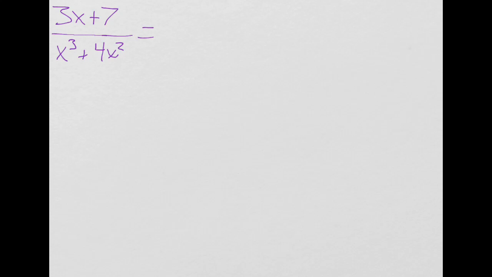Go ahead and factor that denominator as much as you can. So leave the numerator the same for now. Looking at that denominator, we can factor out an x squared from both of those terms, and we get x squared times the quantity x plus 4. And just like before, we're going to split that up into a product of fractions, but it's going to look a little different this time.